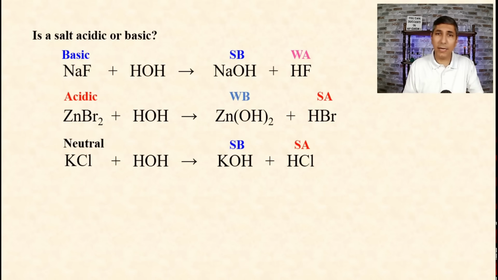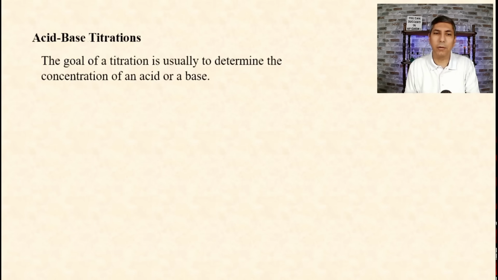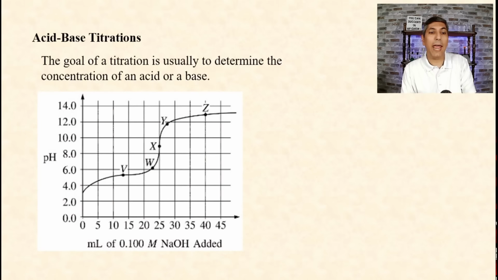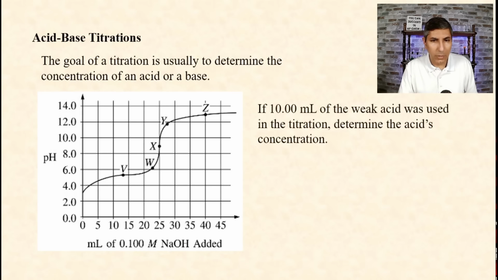Now, speaking of acids and bases, it's important to realize that in an acid-base titration, the goal of that titration is normally to determine the concentration of an acid or base. And very often on the AP Chemistry exam, you'll be presented with an acid-base titration curve. And it often looks something like this. Now, let's say that we have a question like this. If 10 milliliters of a weak acid was used in this titration, determine the acid's concentration.